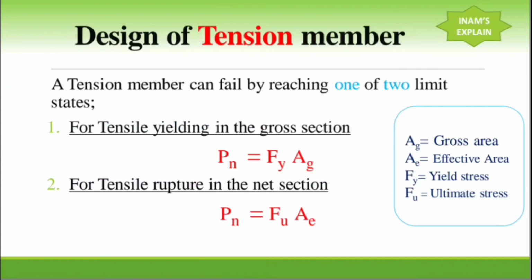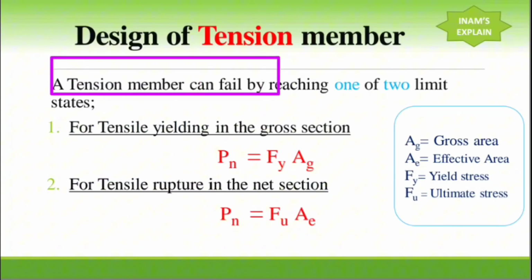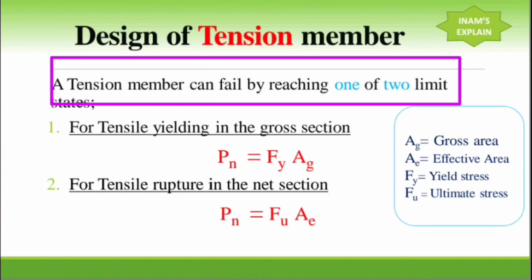For the design of a tension member, the member may fail in one of two limit states. Whichever is minimum, we will compare with the required strength. For yielding we have one formula, and for tensile rupture we have a different formula.